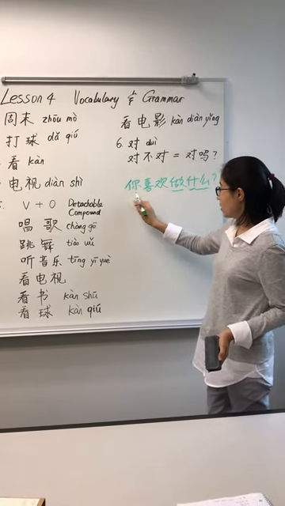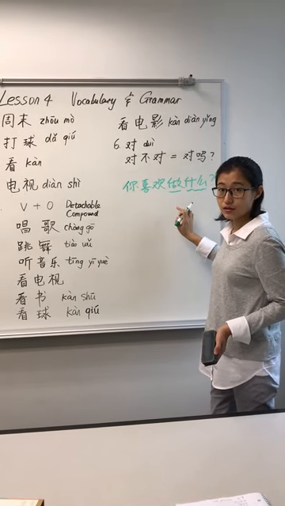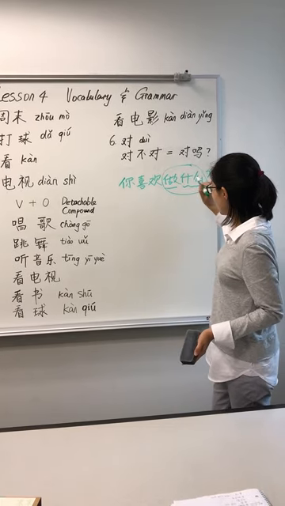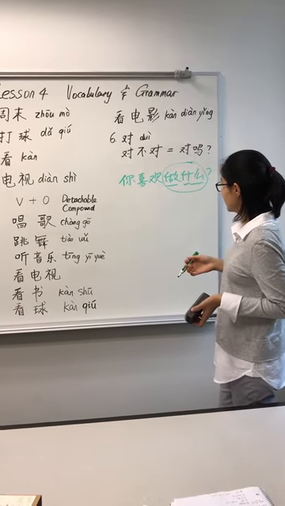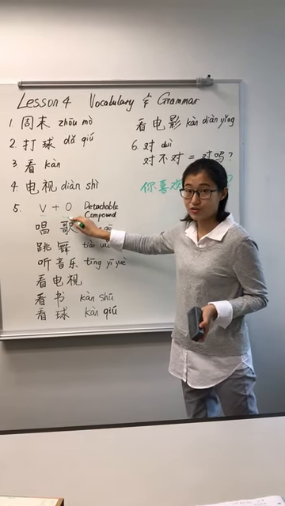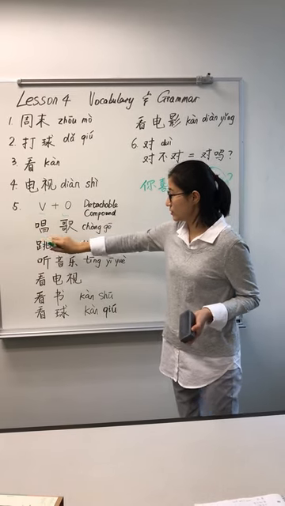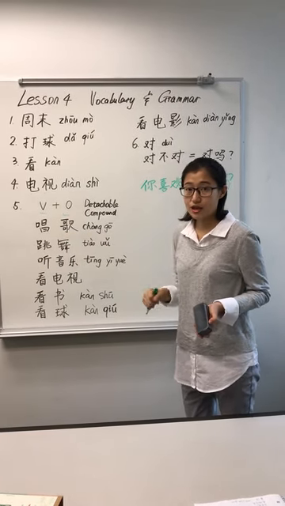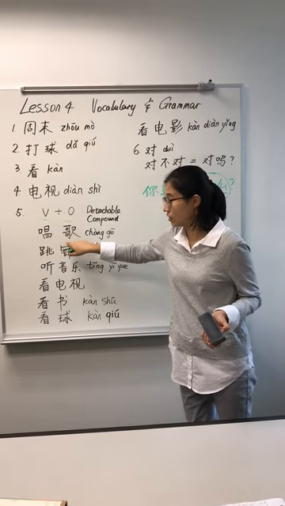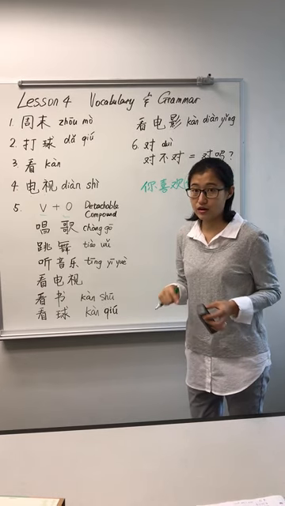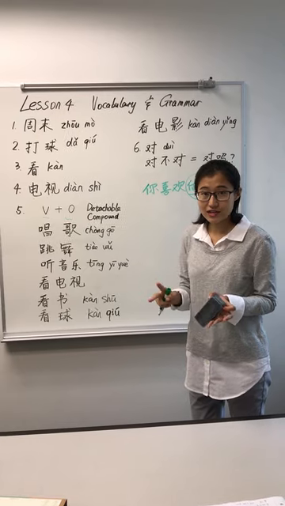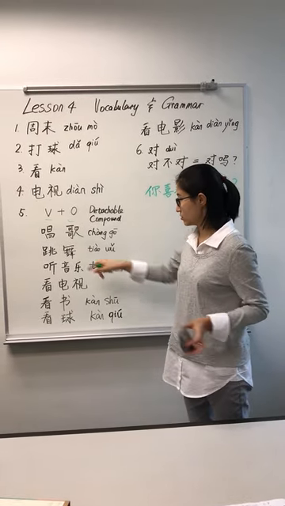So the answer should be 我喜欢 a verb and a noun. So all of this part is what we are going to replace. So the answer should be a verb plus an object or plus a noun. So 唱歌 means 我喜欢 sing songs. 唱. We don't say I like singing or I like to sing. We say 我喜欢唱 sing 歌 song or songs.